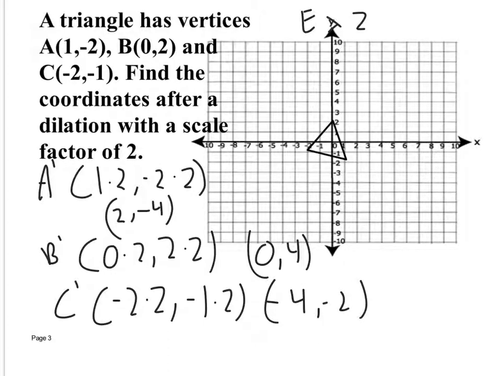Let's see if this looks like the object, just smaller or larger. A prime was at 2, -4. B prime was at 0, 4. And C prime was at -4, -2. And connect the dots. Does that look like the original, just larger? Yes, it does.